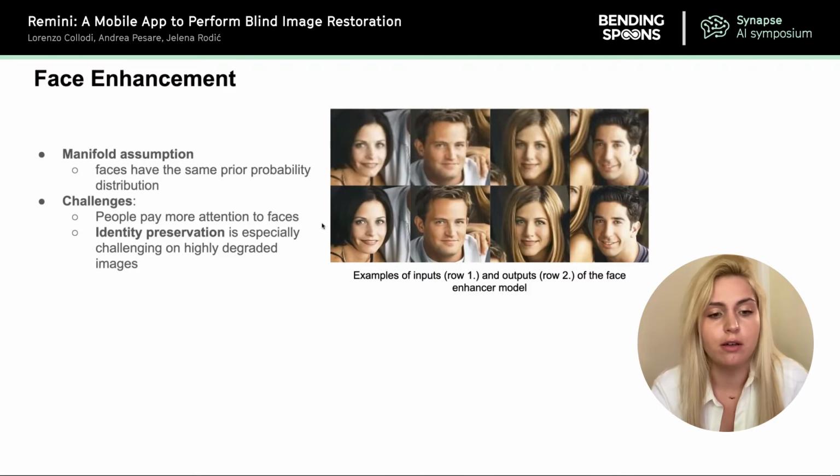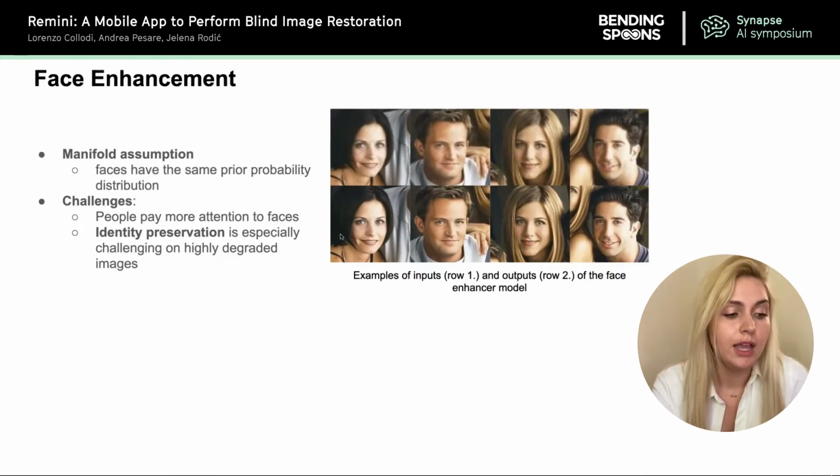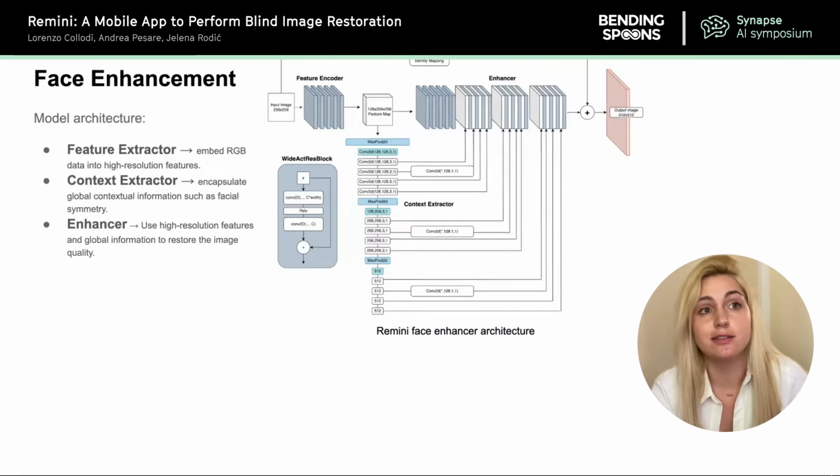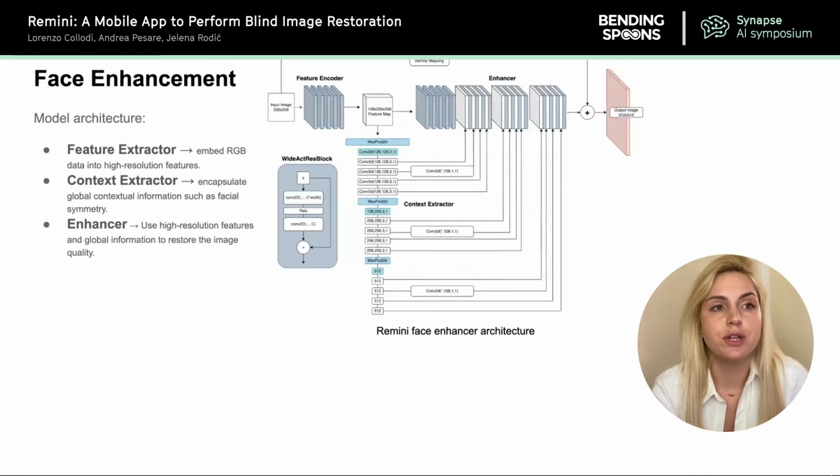In the line above, you can see the inputs, and on the line below, you can see the outputs of our face enhancer. But what I want to show you now is the architecture that we used for this model. So it consists of three major parts. The input image is a face crop, which is always interpolated to the same input size. Then that input image first goes to the feature extractor, which is part of the model, which learns how to embed RGB data into high-resolution features.